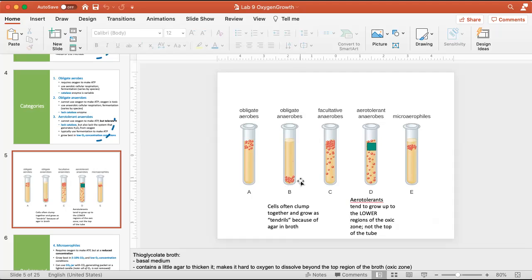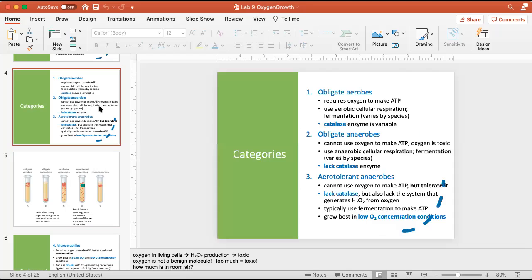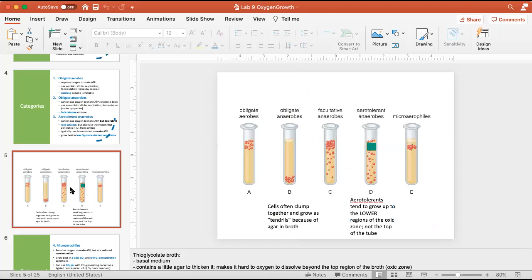Now take a look at the other categories. Remember, the next one on our list was aerotolerant. That's this one at letter D. And if you remember when we talked about aerotolerant, we said they can't use oxygen to make ATP, but it's not toxic to them. They tolerate it. And in fact, they grow best in low oxygen conditions.